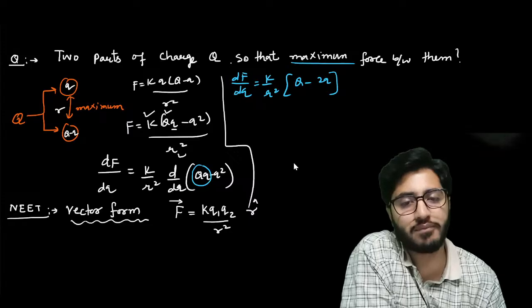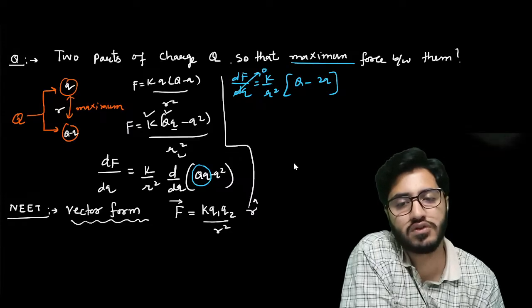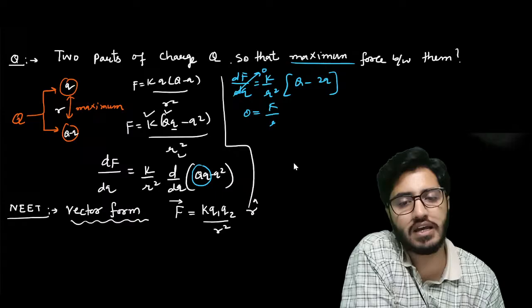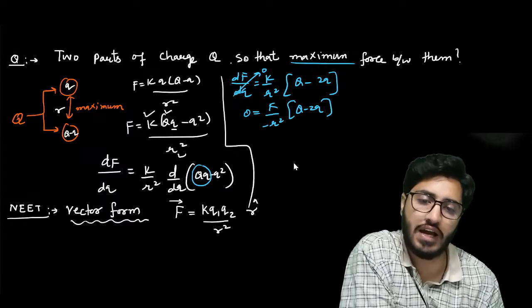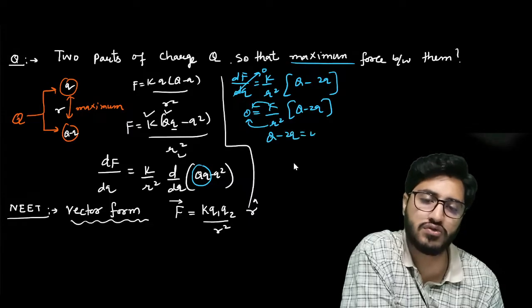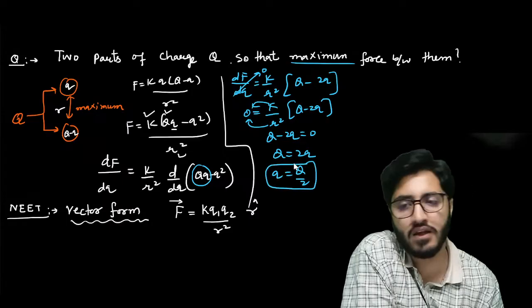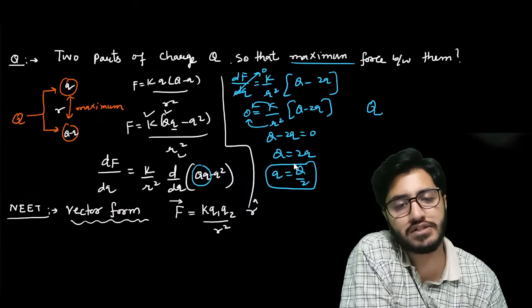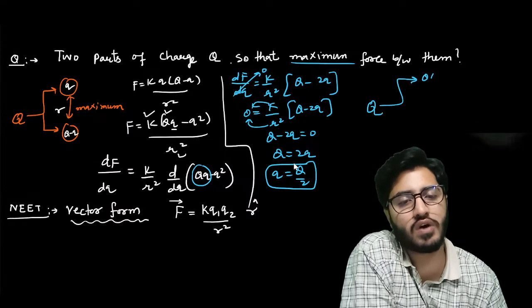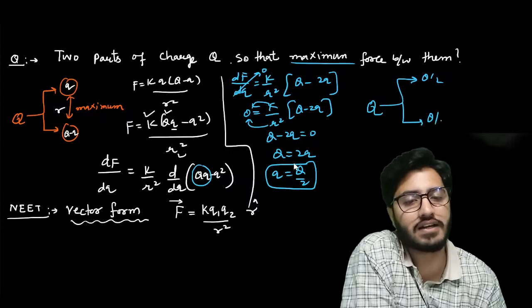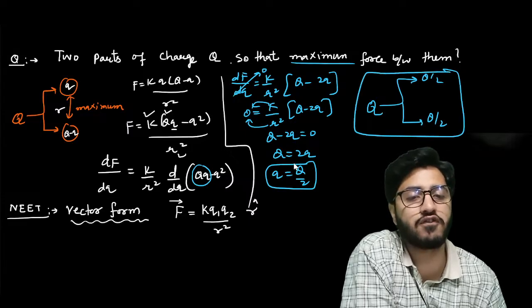If you want to find the maxima, this should be equal to 0. So 0 equals K by R square times (Q minus 2q). K by R square is not zero, so my Q minus 2q equals 0. So q equals Q by 2. That means if I have a charge Q and I divide it into half, I will get the maximum force between these two.